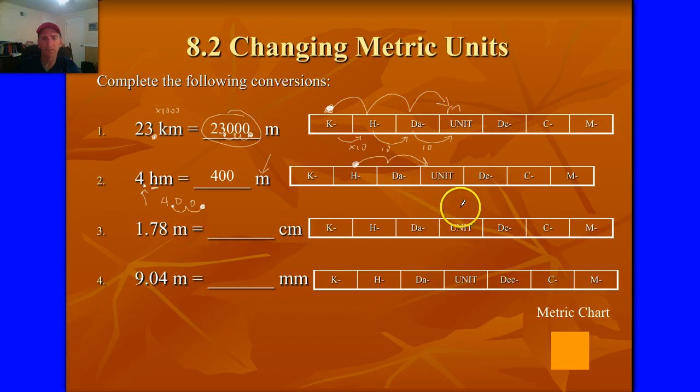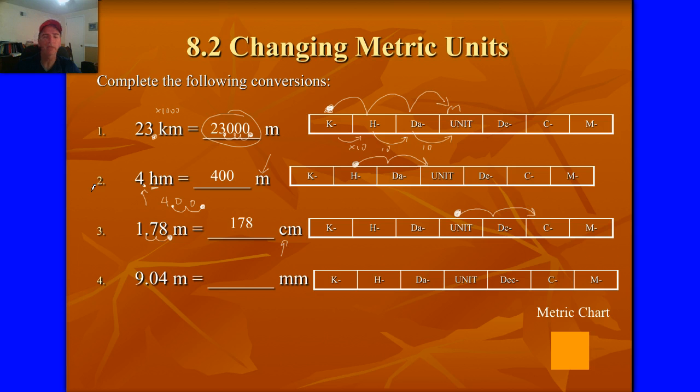Take a look at number 3. 1.78 meters to centimeters. Meters is right here. That's the unit. So it's 1.78. According to this, if I want to go to centimeters, I would move the decimal 1, 2 places because you would multiply times 100. So I would move it 1, 2 places, put my new decimal right there. Is that it? Yes, it is.